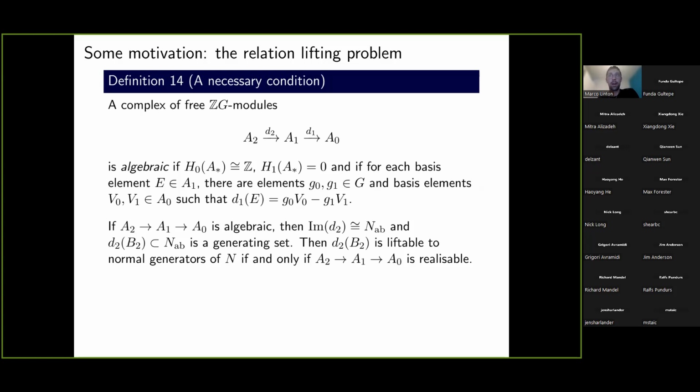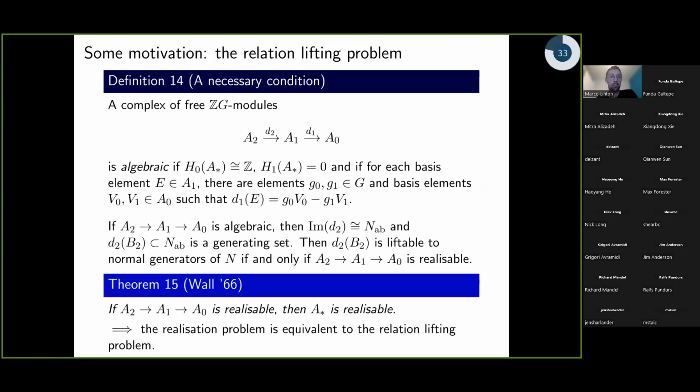So in fact, these relation module generators coming from this choice of basis elements in A2 being liftable, liftable meaning they come from normal generators of N, is equivalent to this complex being realizable. Okay, so in dimension 2, relation lifting is the same as being realizable.